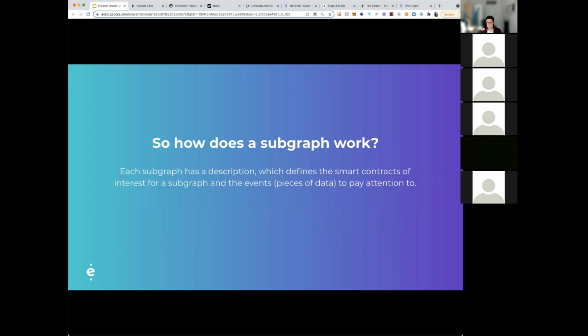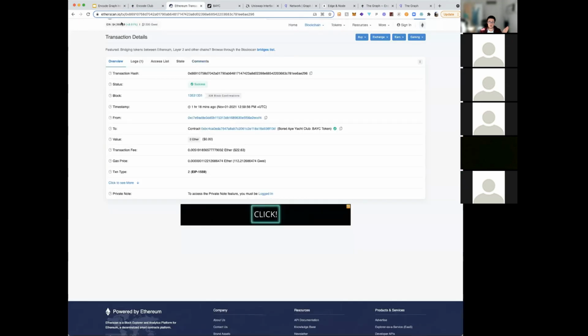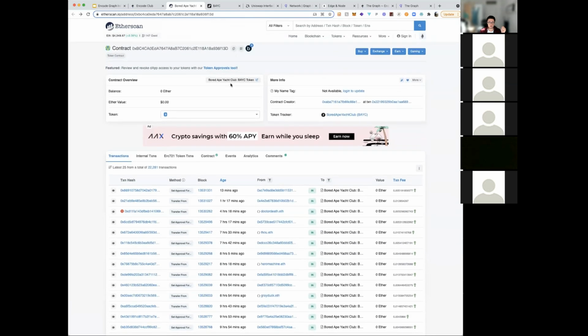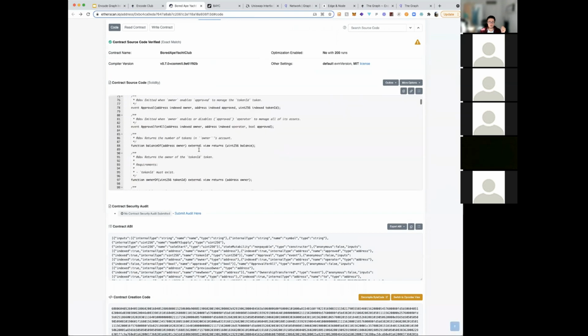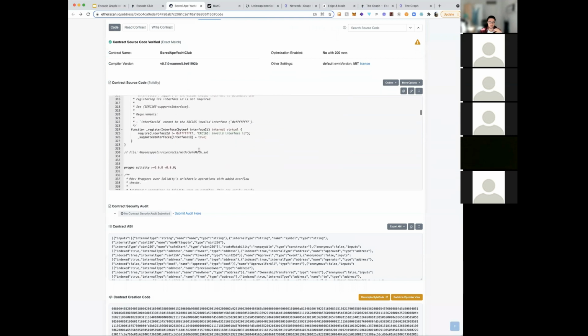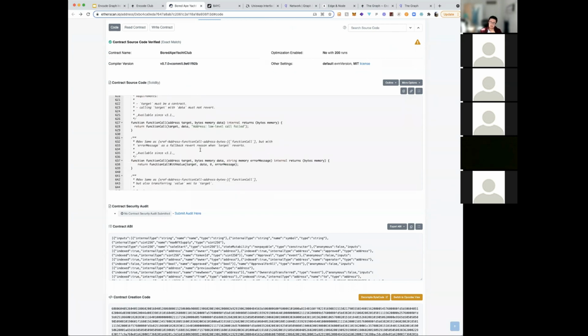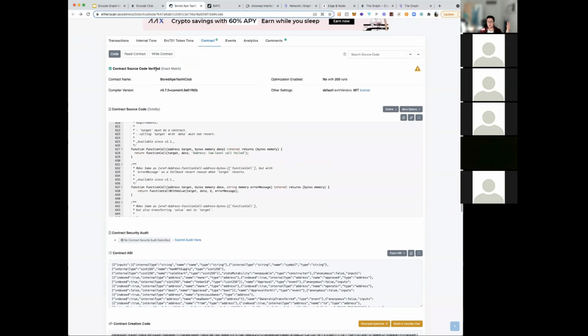Each subgraph has a description, which defines in the smart contract what data we're actually looking for. So maybe I want to know for every transaction who did it, what the amount was, when it happened, what block it was, what was moving, like what ape was being traded, what the IPFS link is for that, like all this data. I don't know why I might need this, but you might need this.